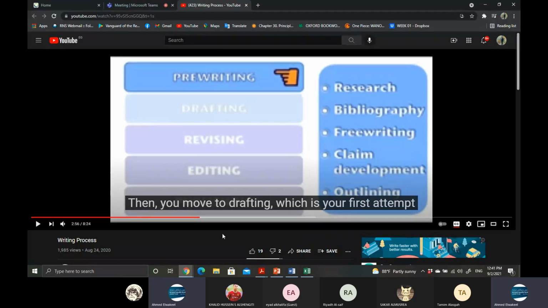So we have many things to do before writing. Pre-writing means before writing. So first we'll have to do research, like researching what you are writing about, like the online studying that we studied yesterday. So what are the measures or the procedures?